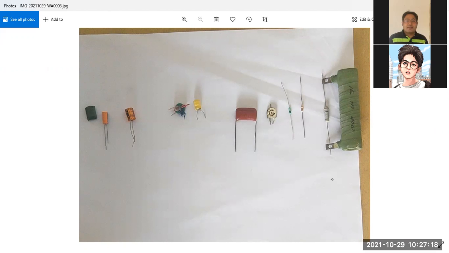Now this is the pot type, or properly it is called preset type resistance. Preset is actually pot type, not exactly a pot. Pot means potentiometer, the knob type, which is used in your music system for volume increase and decrease. I think all of you are familiar with this knob type resistance. But this small version is called preset type.